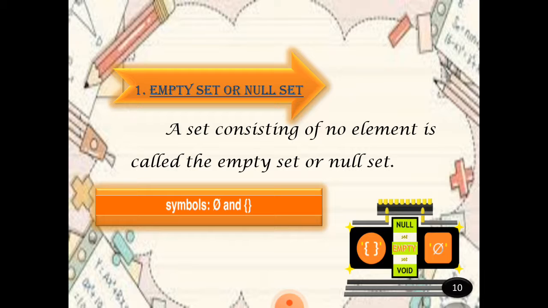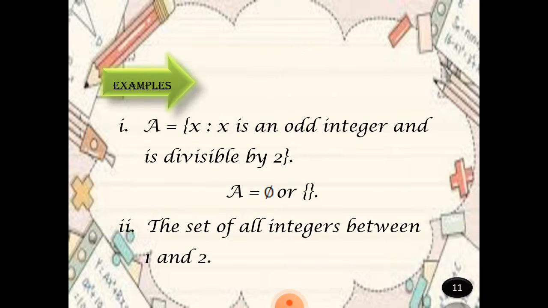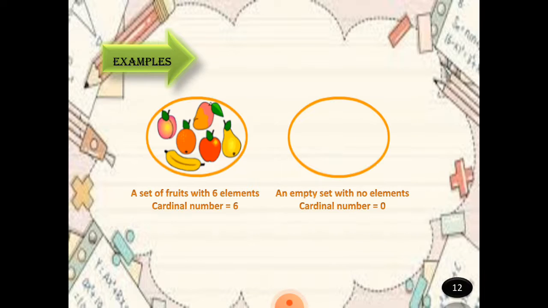It is also called a void set. Empty set, from the name itself we know that it contains no elements. Let's see the example for that. A is equal to {x : x is an odd integer and is divisible by 2}. We know that odd integers cannot be divisible by 2. So it is an empty set. We denote it by phi or open and close curly braces. Another example is the set of all integers between 1 and 2.